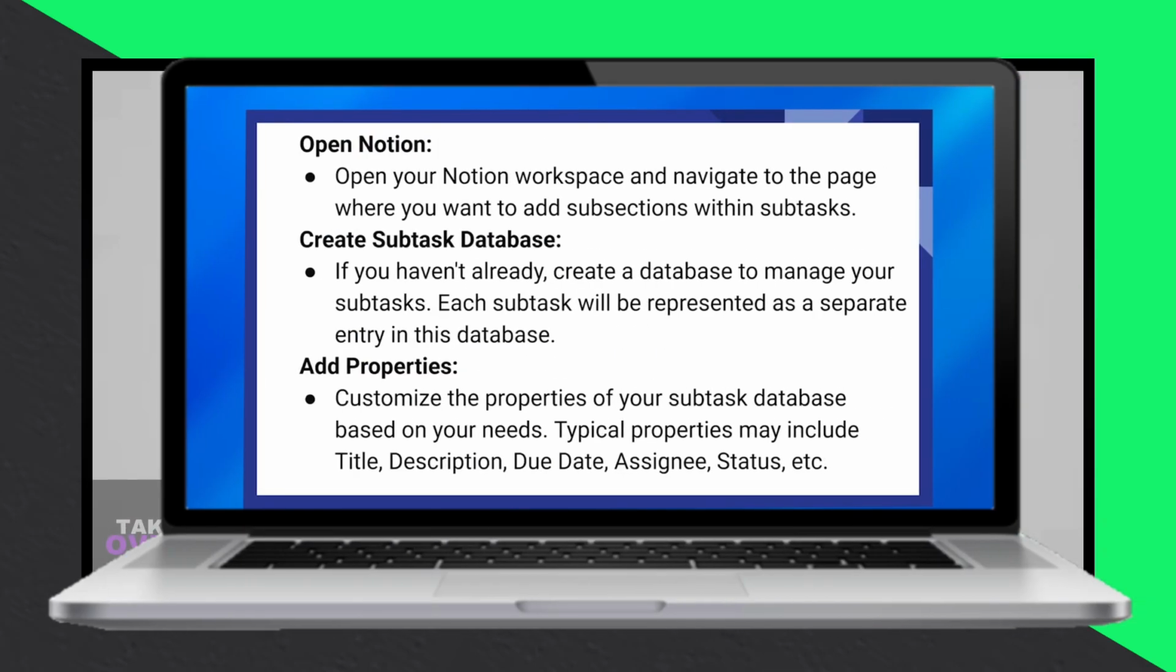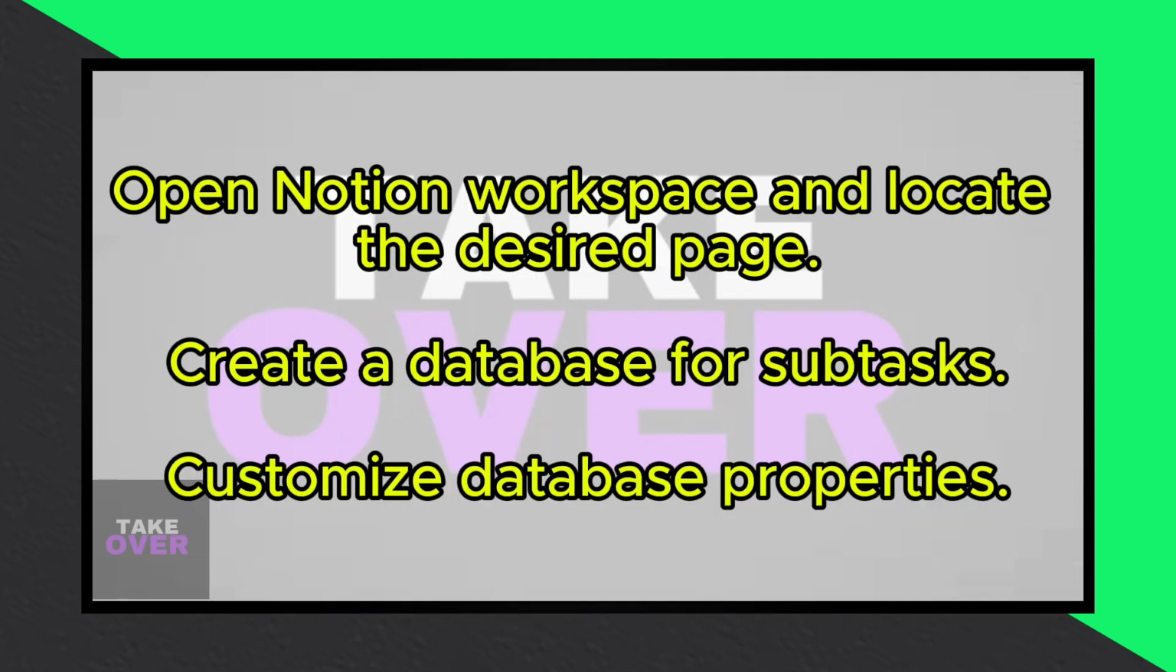Adding subsections to subtasks in Notion is a straightforward process. Today, I'll guide you through the steps. Begin by opening your Notion workspace and finding the page where you want to incorporate subsections within subtasks. If you haven't already, create a database to handle your subtasks, with each subtask represented as a separate entry.